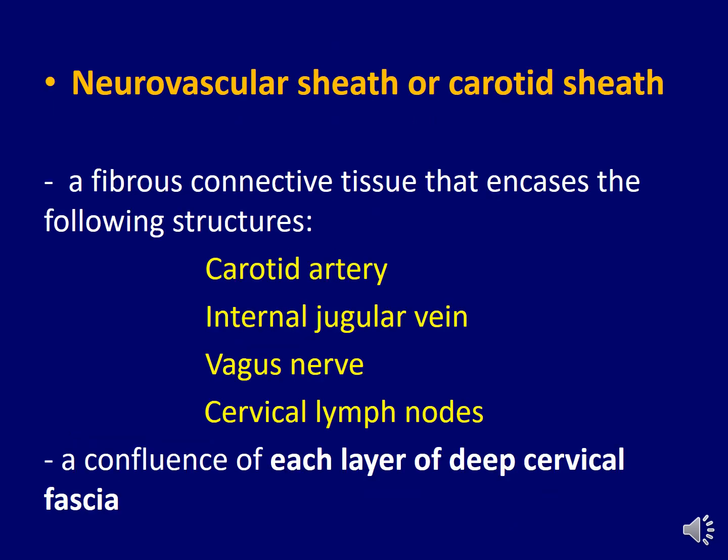The neurovascular sheath, or the carotid sheath, is a fibrous connective tissue and a confluence of each layer of deep cervical fascia that encases the following structures: the carotid artery, internal jugular vein, the vagus nerve, and the cervical lymph nodes.